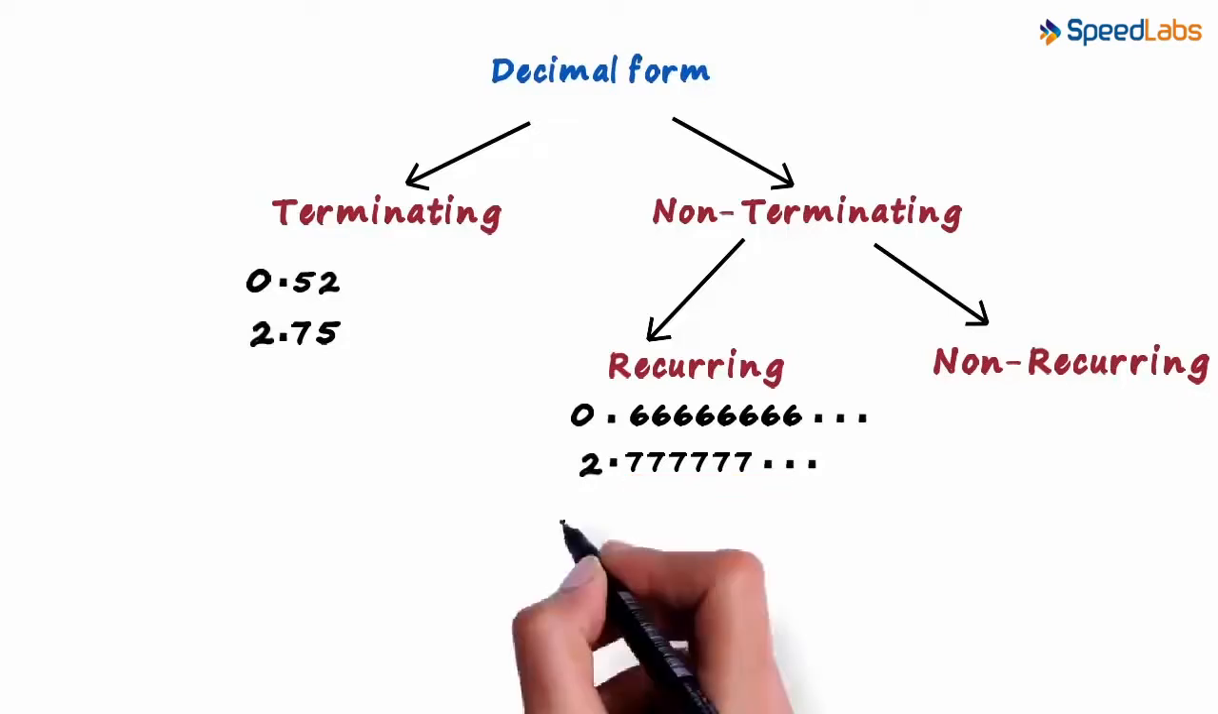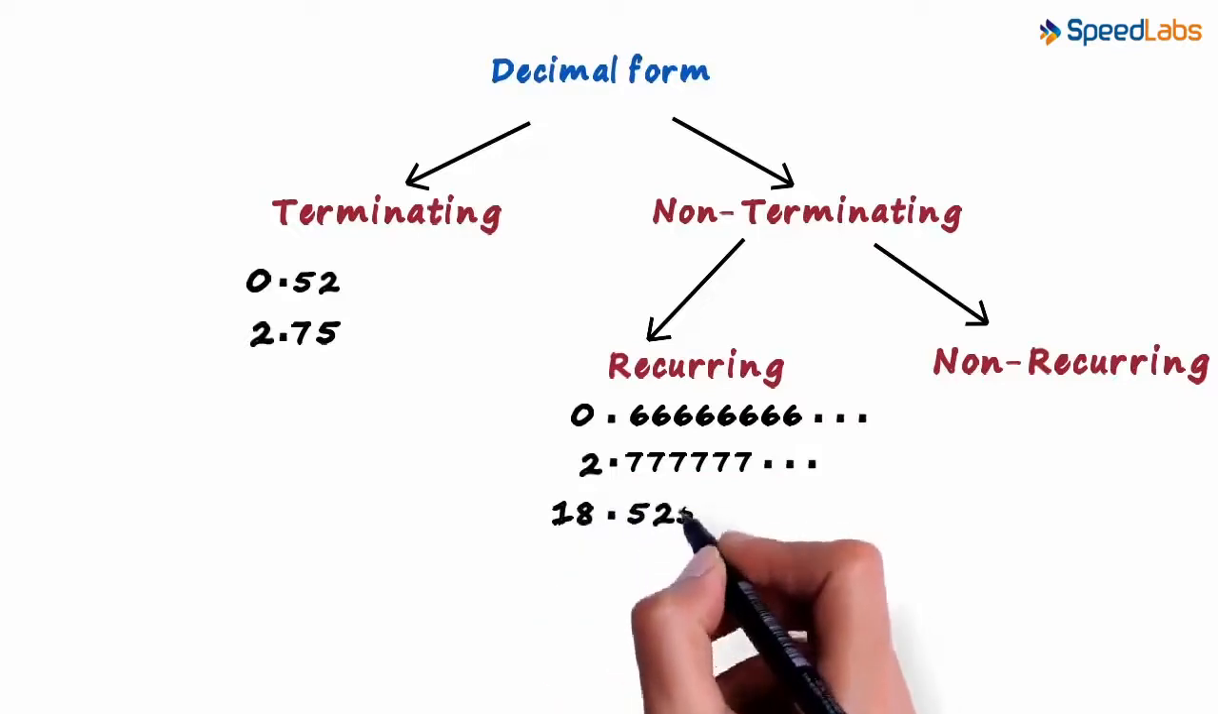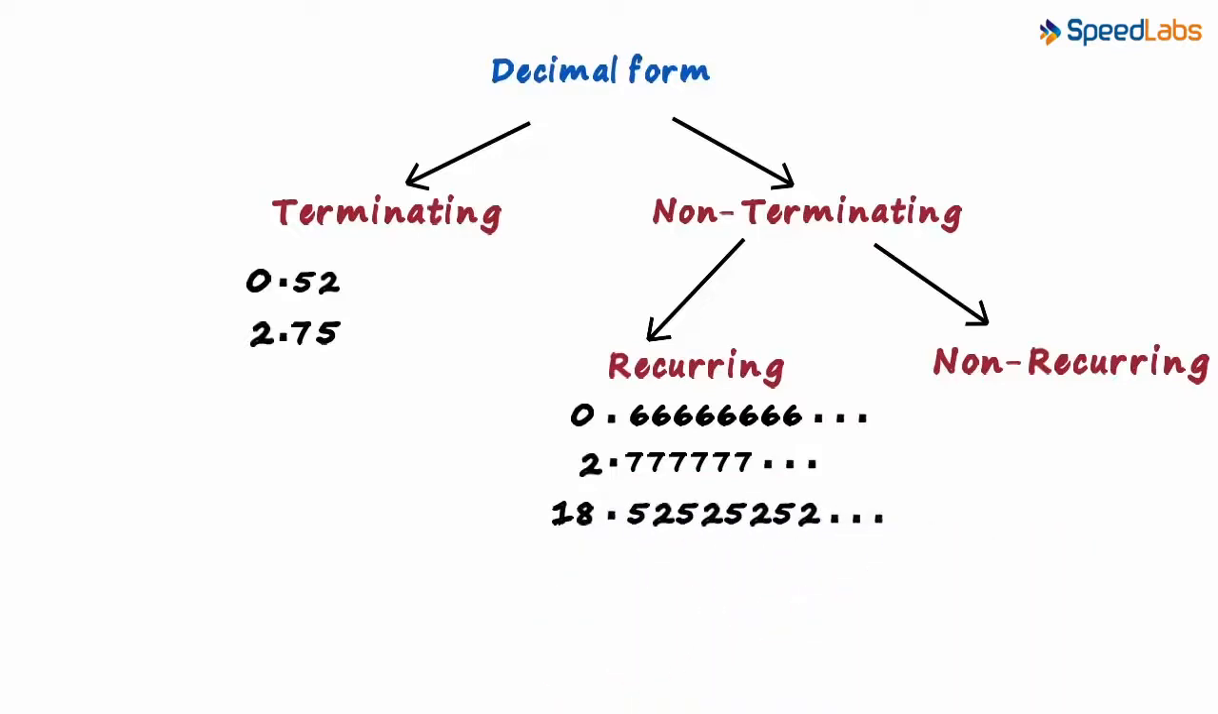No, look at 18.525252 and so on. Here, 52 is repeated indefinitely after the decimal. Since 52 is repeated indefinitely and it does not end, it's called non-terminating recurring decimal.